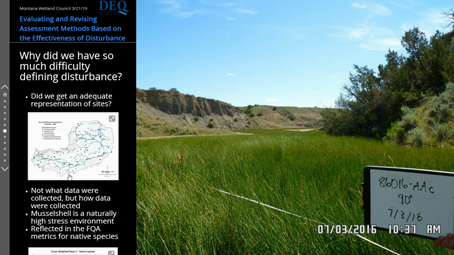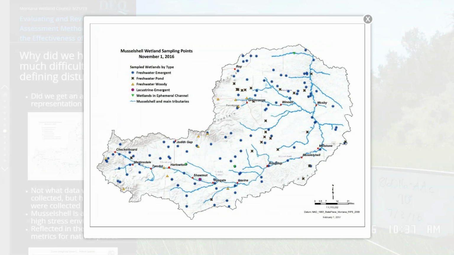So one of the first things I looked at when I said, hey, why are we having so many problems with setting disturbance gradients in our condition, and what is this telling us? Initially I said, wow, did we really sample enough sites across the Musselshell River Basin, which is 6 million acres and larger than 5 or 6 U.S. states? Did we sample enough sites across the basin?